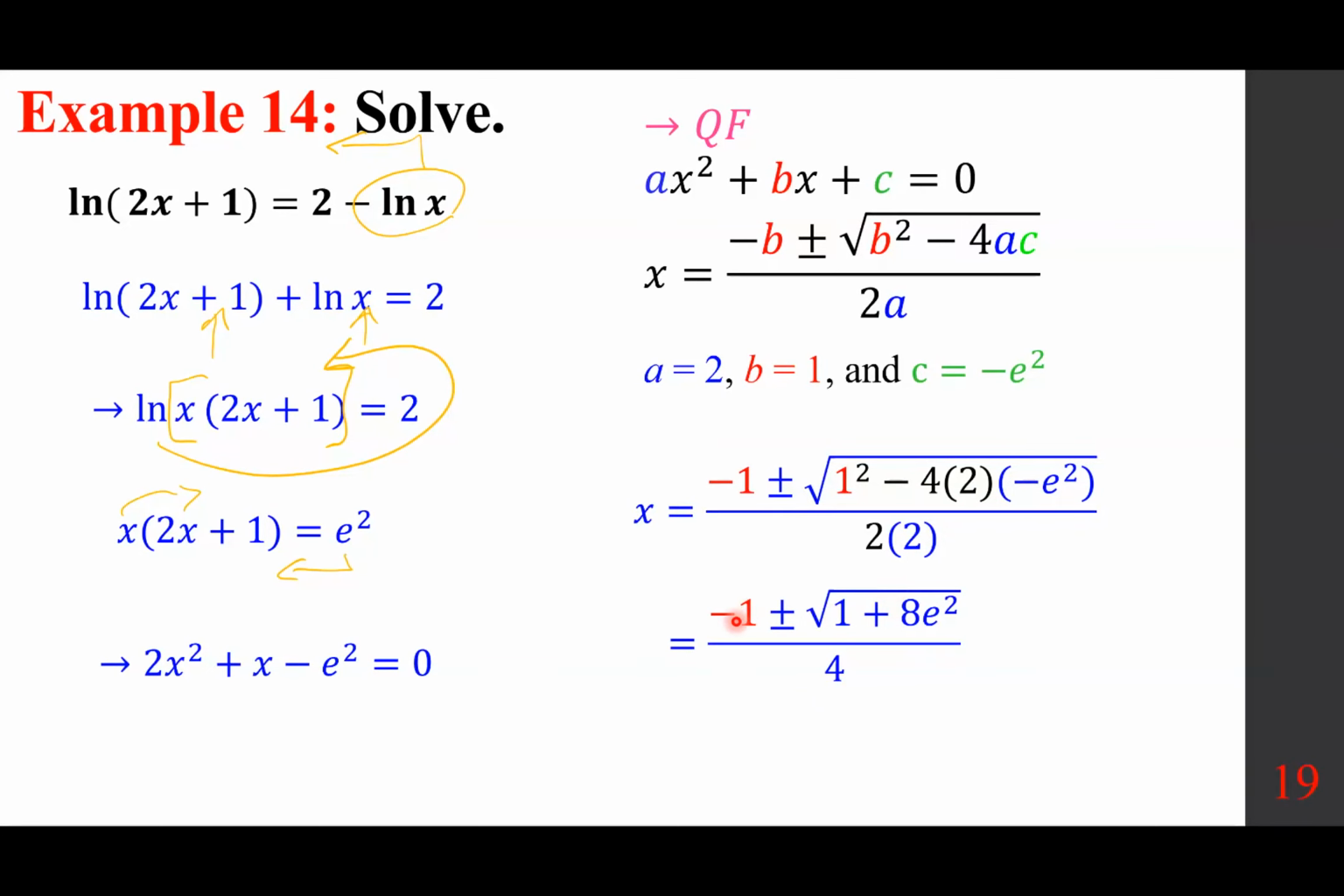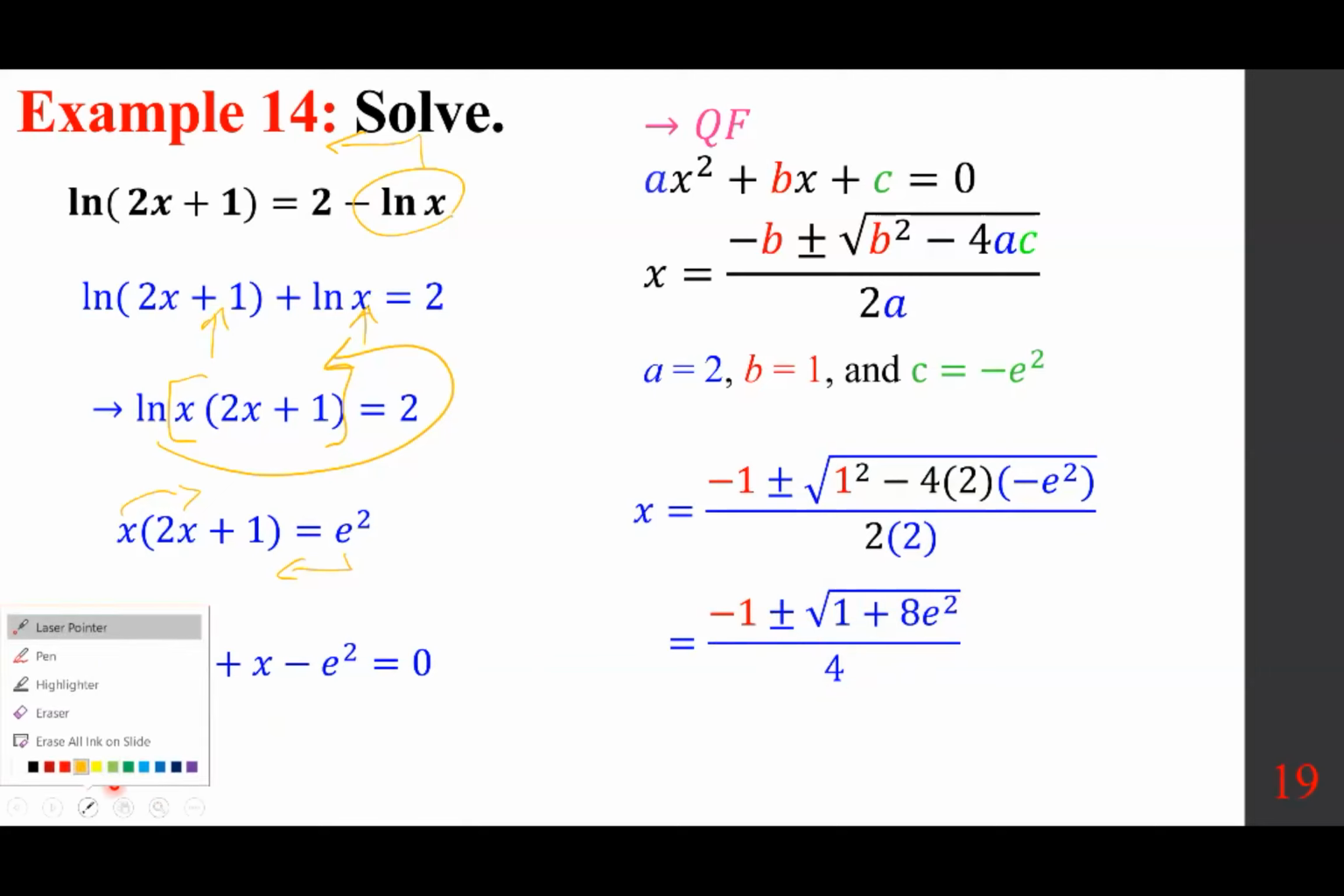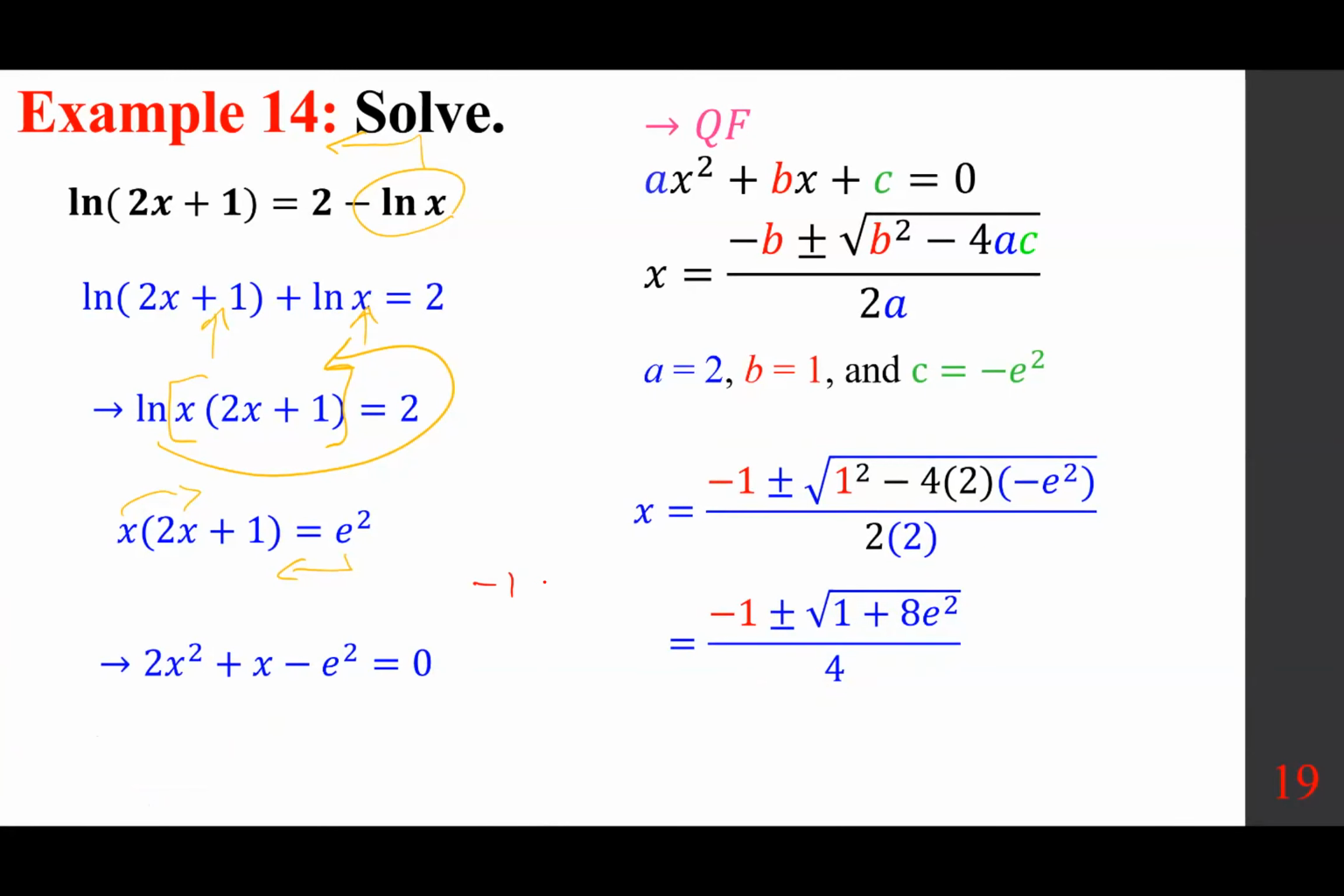One of them is minus 1 minus this expression, 1 plus 8 e squared over 4. One of them is minus 1 plus this expression over 4. The one with the negative, everybody agrees that makes this expression negative. Minus 1 minus the square root of 1 plus 8 e squared over 4 is negative, not acceptable.